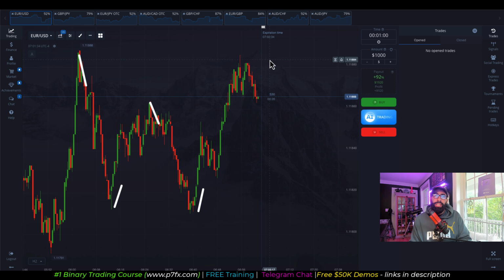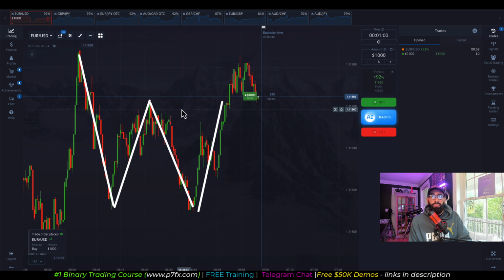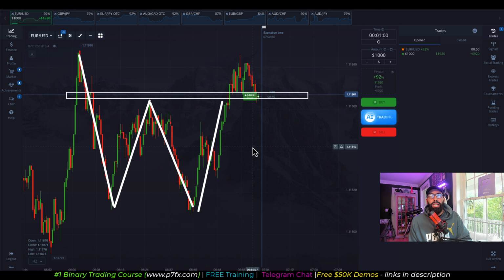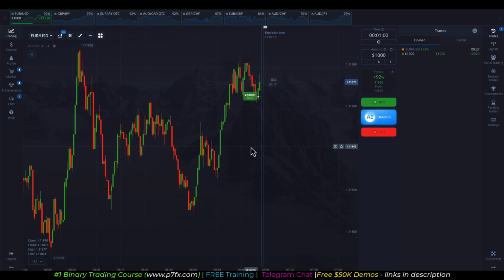Next up is for Euro USD. We have a W pattern and a retest off of that W breakout at support that served as previous resistance. As a result of the price action and the overall structure, we entered for a buy.